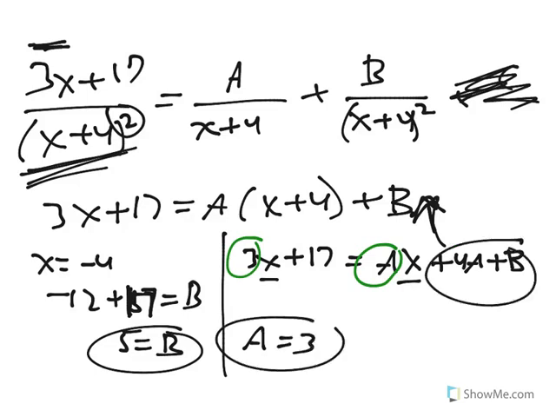You could have also equated the 4a plus b with 17, and you would have also eventually gotten a equals 3. And that's the second type. Now the third type is the most complicated.